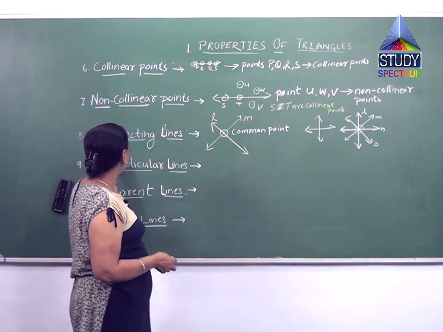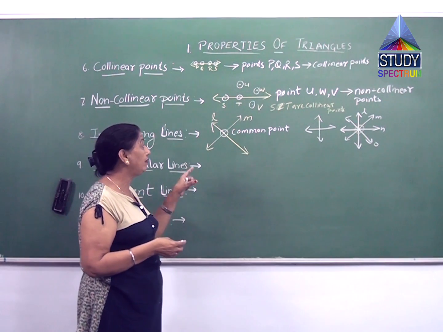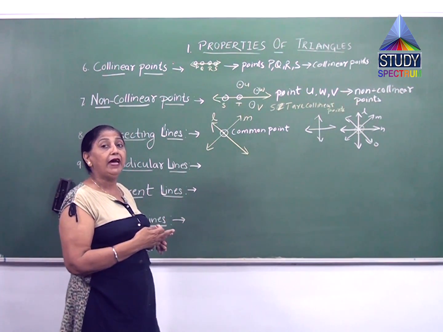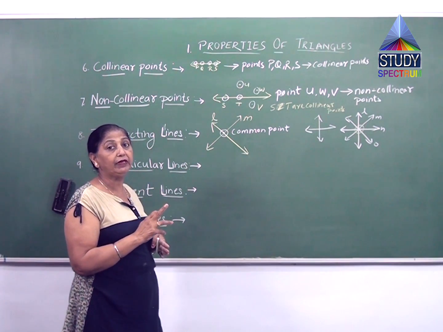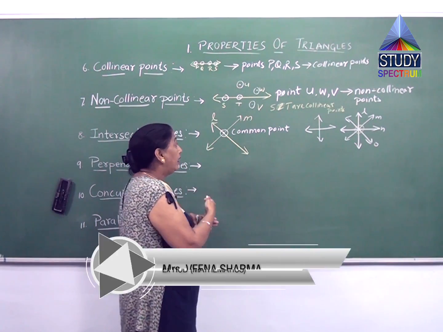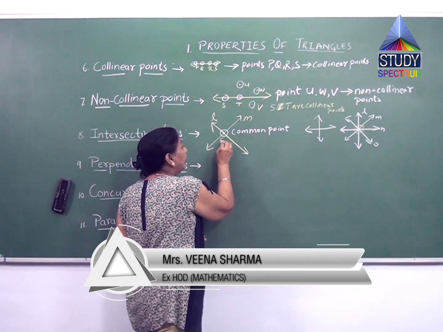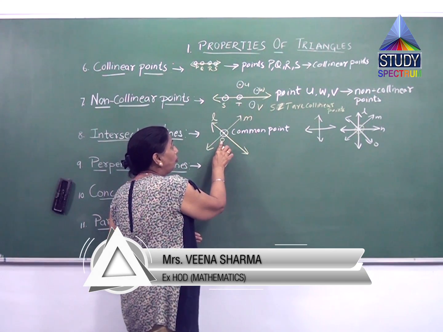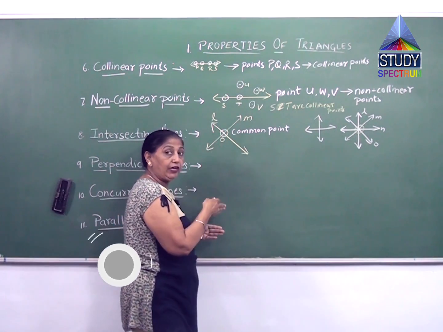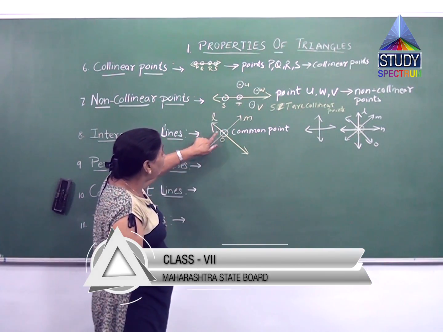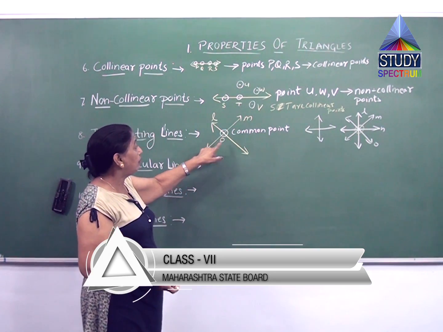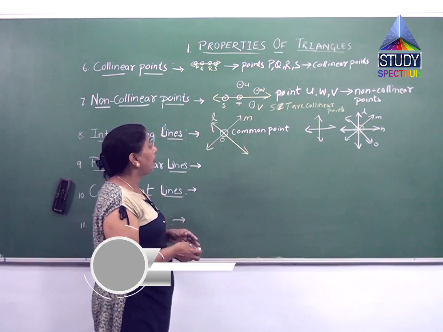Now here we are dealing with intersecting lines. So what does intersecting line mean? Intersecting lines means when two lines have one common point between them, and that is the point of intersection. We can give it a name, O. So O is the point of intersection, and it is common because it lies on line L also and line M also. So this is known as intersecting lines.